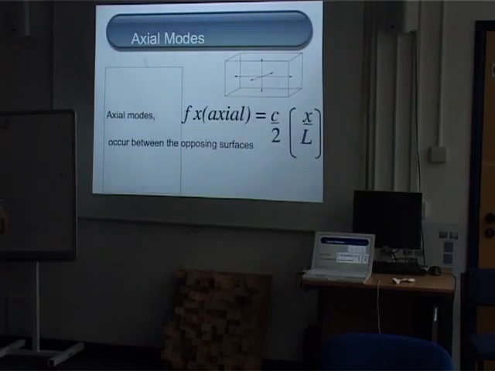Right, yeah. Axial modes. They occur between opposite surfaces. Opposing surfaces. So here we see we have the equation here. To start off with, we've got fx and then axial, and then c. What c means is c is the speed of sound.